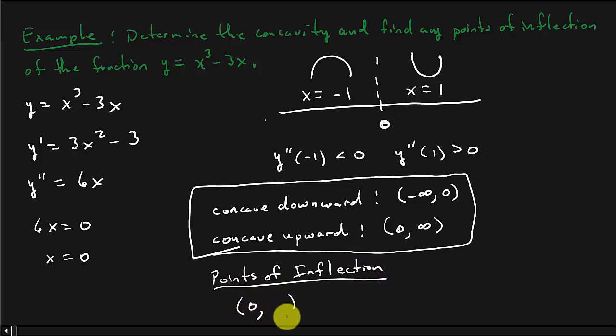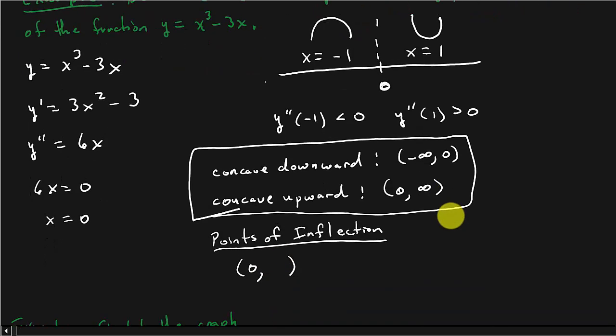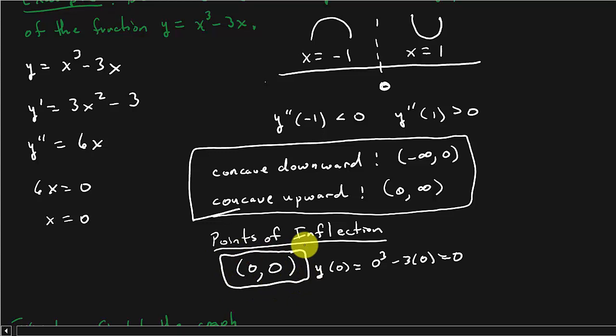And that's at 0. And then once again, I need a point. I need the y coordinate. So where do I plug this 0 in? You plug it back into the original. So that's y of 0 is 0 cubed minus 3 times 0, which is 0. And so there's my point of inflection. Okay.